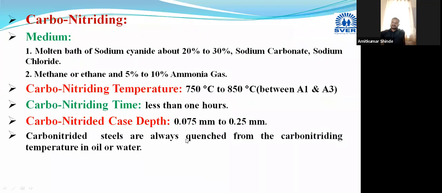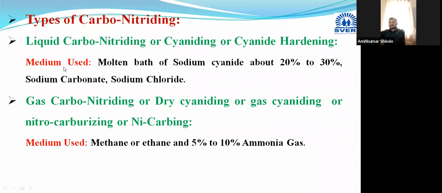Case depths of 0.075 mm to 0.25 mm can be achieved in this carbonitriding. In this way, these are the two types of carbonitriding: liquid carbonitriding and gas carbonitriding. If you have any doubts in this carbonitriding, you can ask. Carbonitriding is just the combination of carburizing and nitriding. In this way we have completed these three surface hardening methods: carburizing, nitriding, and carbonitriding.